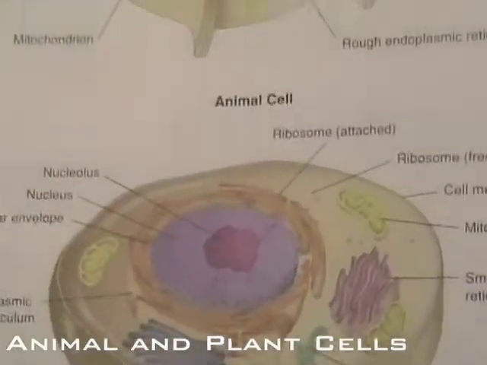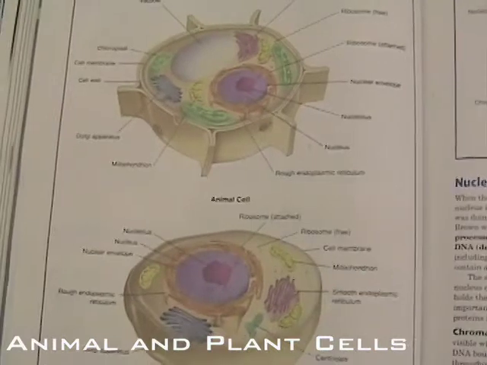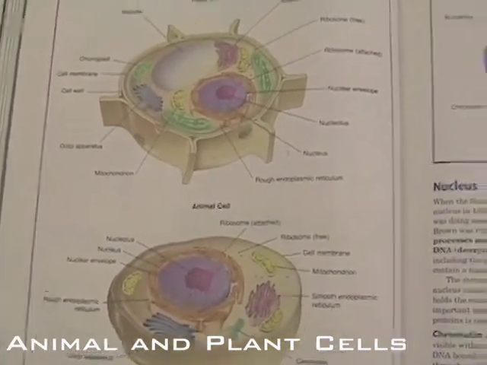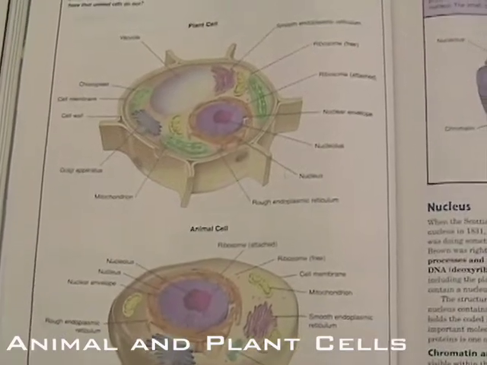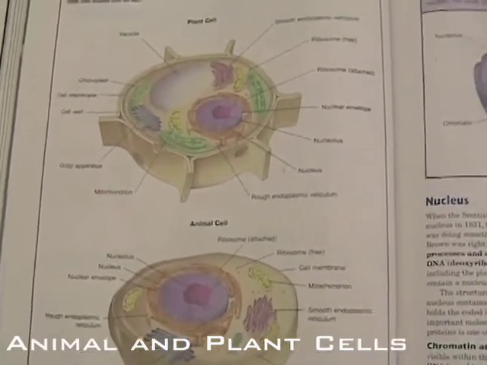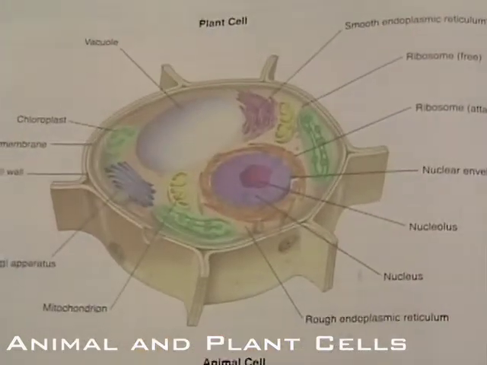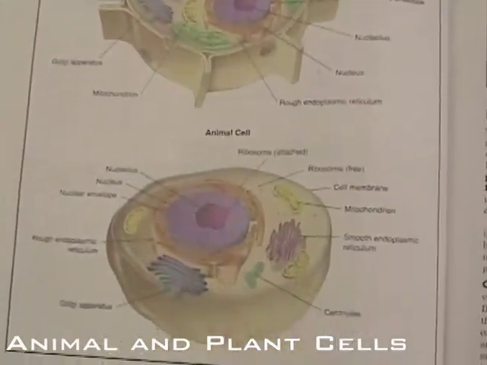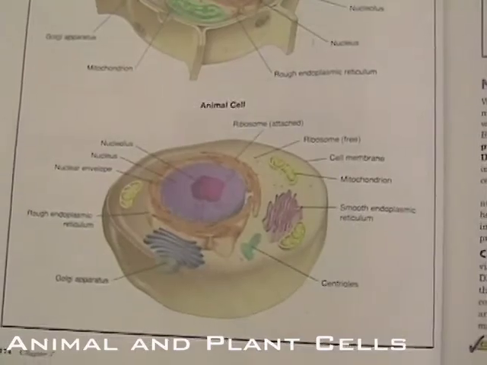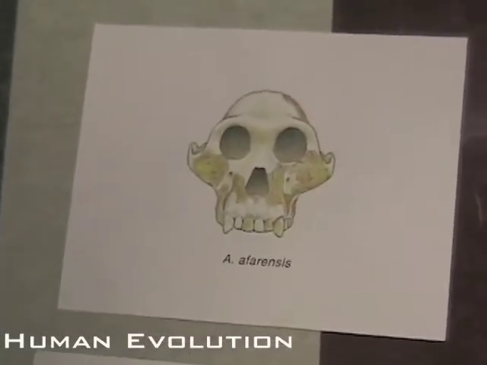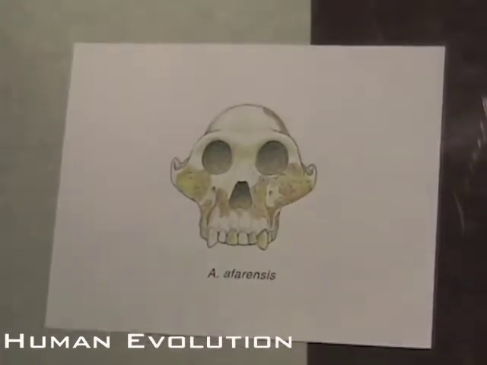The similarities between a plant cell and animal cell are that they both have a nucleus, they both have a Golgi apparatus, they both have cell membranes, and they both have mitochondria. The differences are the plant cell has a cell wall and a cell membrane, but the animal cell only has a cell membrane.